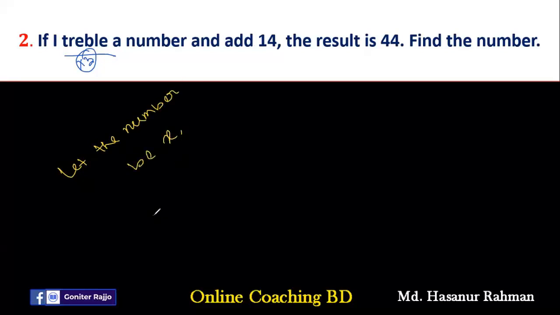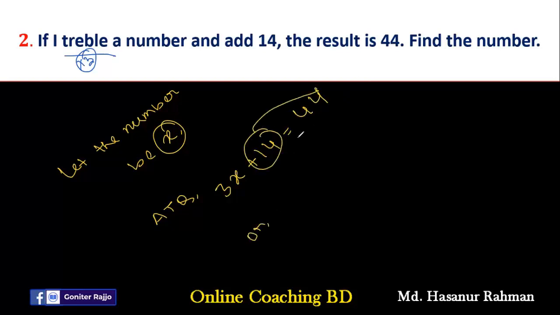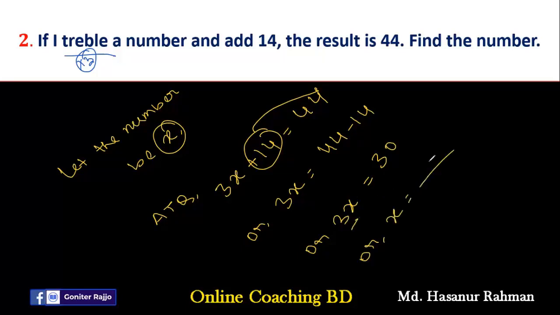So according to the question, we can write: if I treble a number, that means if we multiply this x by 3, so it will be 3x. And add 14, that means 3x plus 14. And what is the result? The result is 44. Very simple. So we have to move plus 14 to this side, then it will be 44 minus 14. Then 3x equal to 44 minus 14, that will be 30. Now we have to divide both sides by 3, then it will be 30 divided by 3, that is 10. That is the final solution of this problem.